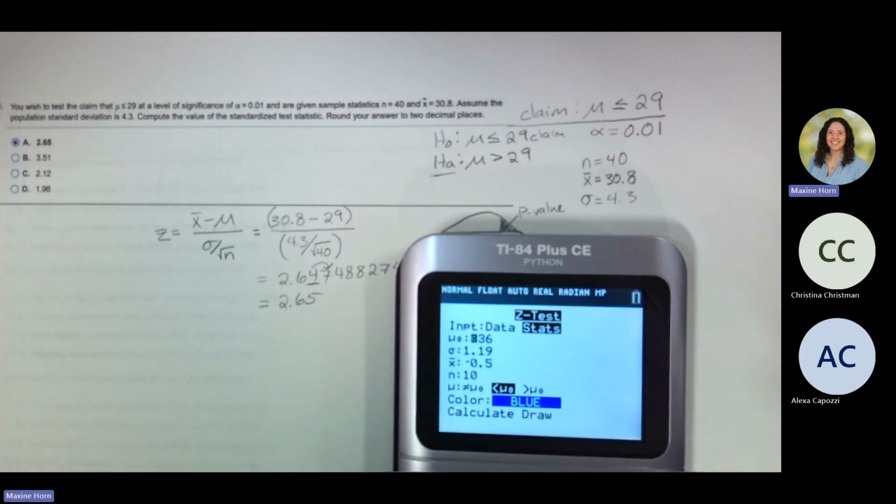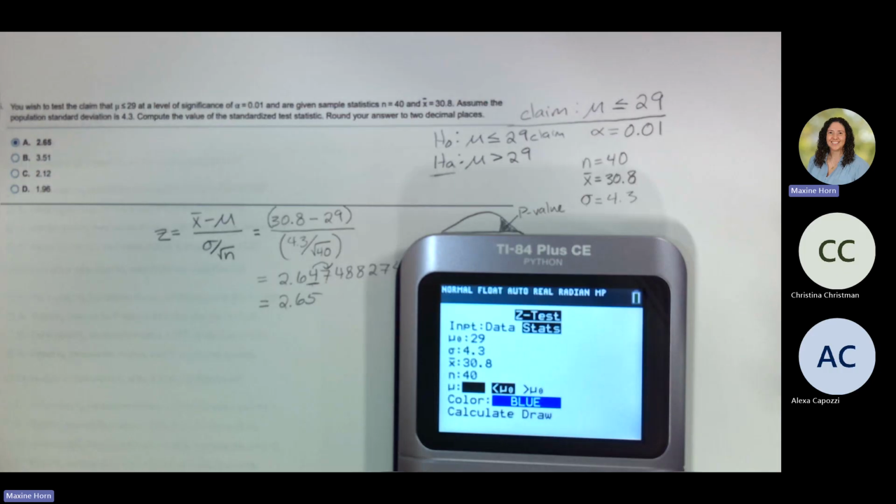In our null hypothesis, we used the number 29. Then it wants our population standard deviation, that was 4.3. Then it wants our sample mean, that was 30.8. Then it wants our sample size, that was 40.